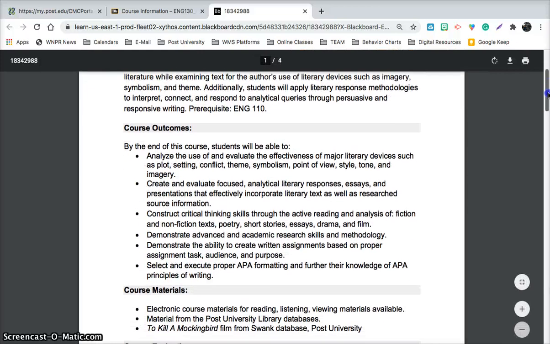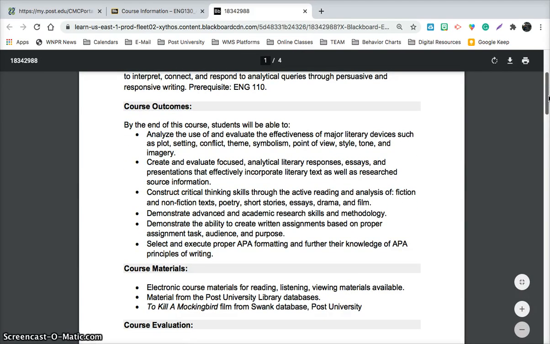Some course outcomes: by the end of this course, you will be able to analyze the use of and evaluate the effectiveness of major literary devices such as plot, setting, conflict, theme, symbolism, point of view, style, tone, and imagery. You'll also be able to create and evaluate focused, analytical literary responses, construct critical thinking skills through active reading, analysis of different types of writing, demonstrate advanced and academic research skills and methodologies, demonstrate the ability to create written responses, and also to use proper APA formatting.